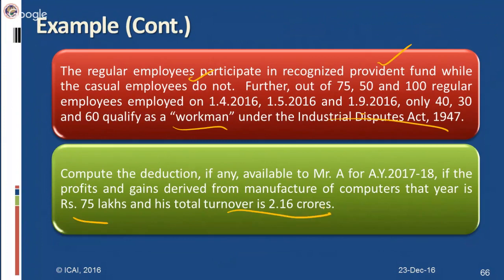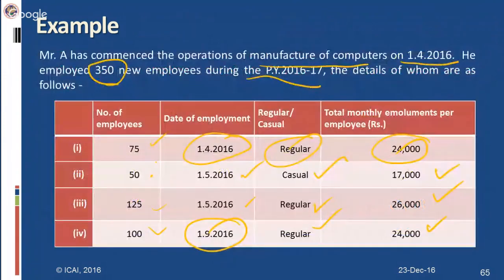So now, what is the information with Mr. A? He is subject to tax audit under 44AB since his turnover exceeds 1 crore. So that condition is satisfied. His gross total income includes profits and gains from the manufacture of computers, 75 lakhs. He has employed new employees during the year. Let us presume that all these salaries were paid by account payee cheque. That presumption we can make. It's not given in the question, you just act on that inherent presumption.